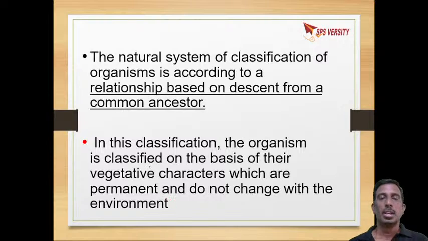Okay. So this natural system of classification takes relationship based on common ancestor. In this classification, the organisms are classified on the basis of their vegetative characters, which are permanent and do not change with the environment.